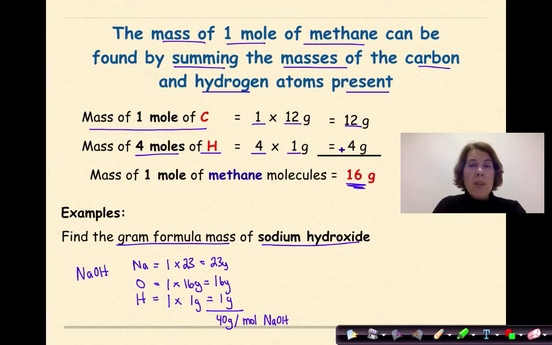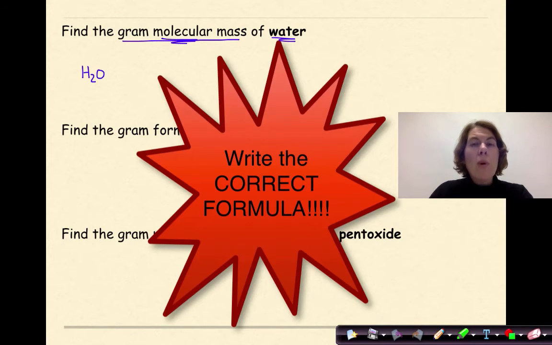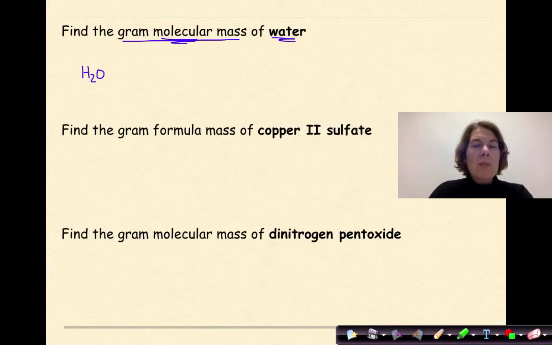Let's look at some other examples. Find the gram molecular mass of water. Now in this case, we can say molecular mass because we know that water is a molecule. I could not say gram molecular mass with something like sodium hydroxide because that is an ionic compound. So we know that the formula for water is H2O. The most important thing that you need to do is make sure that you write the correct formula. That is key. Then I'm going to list my elements.